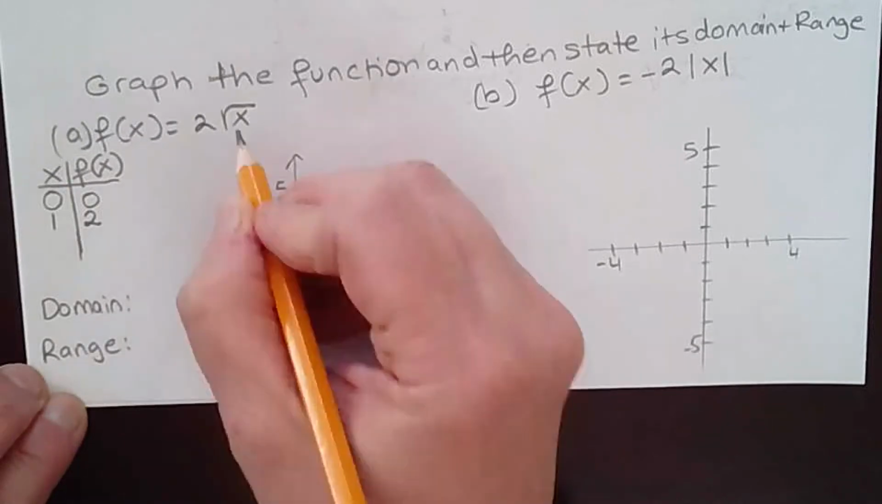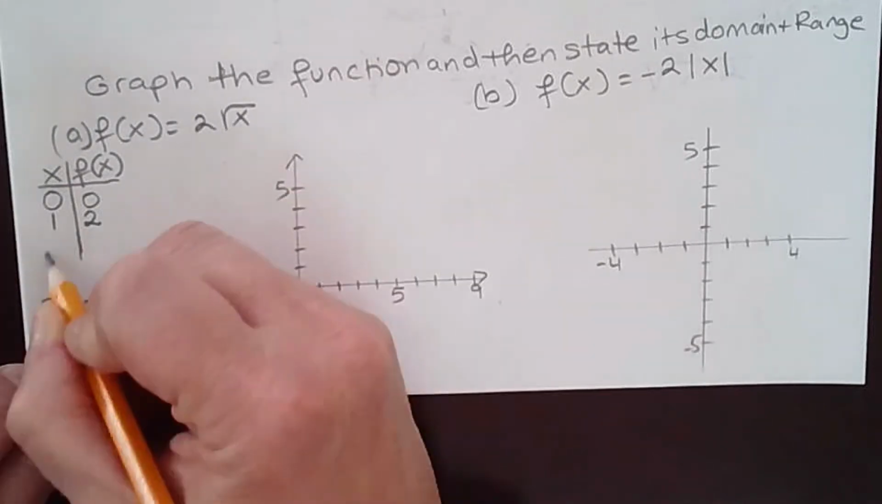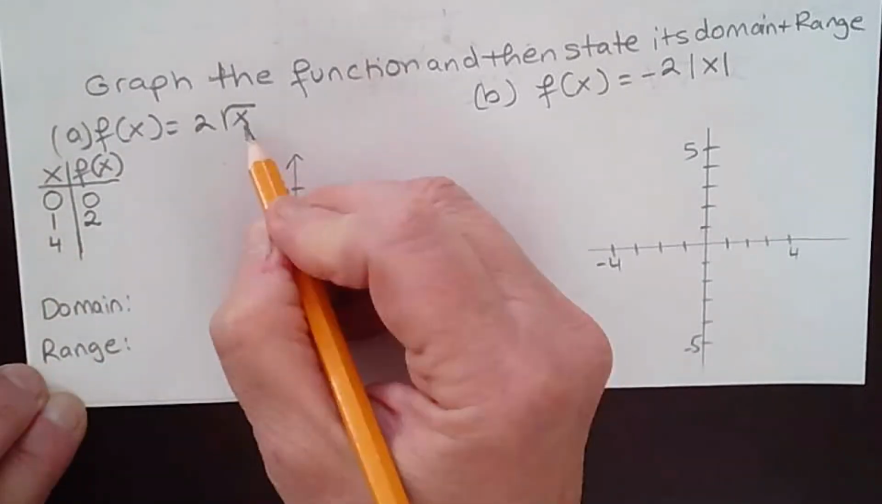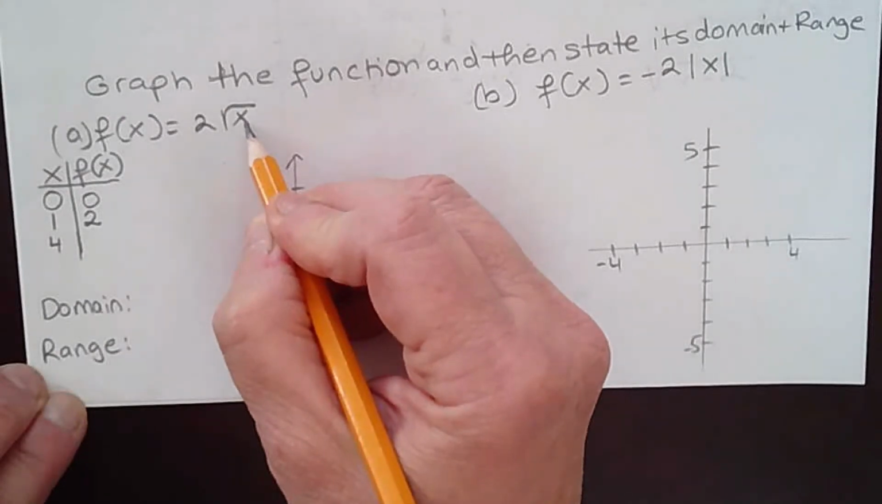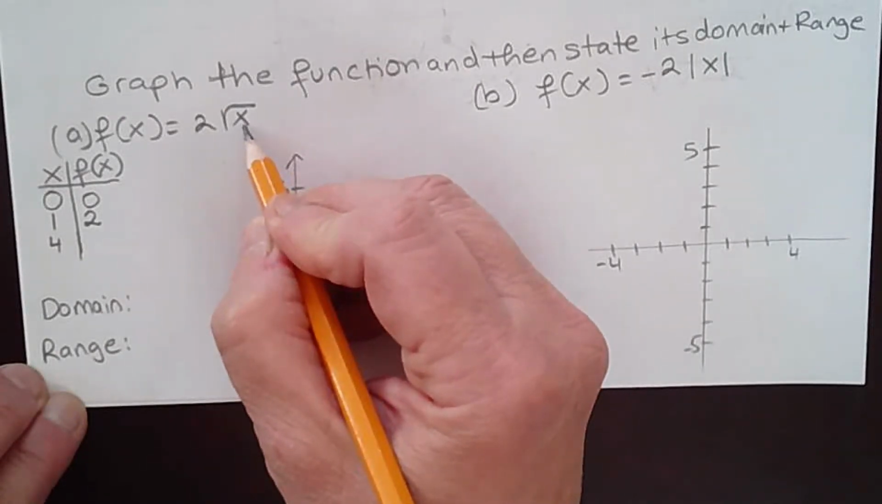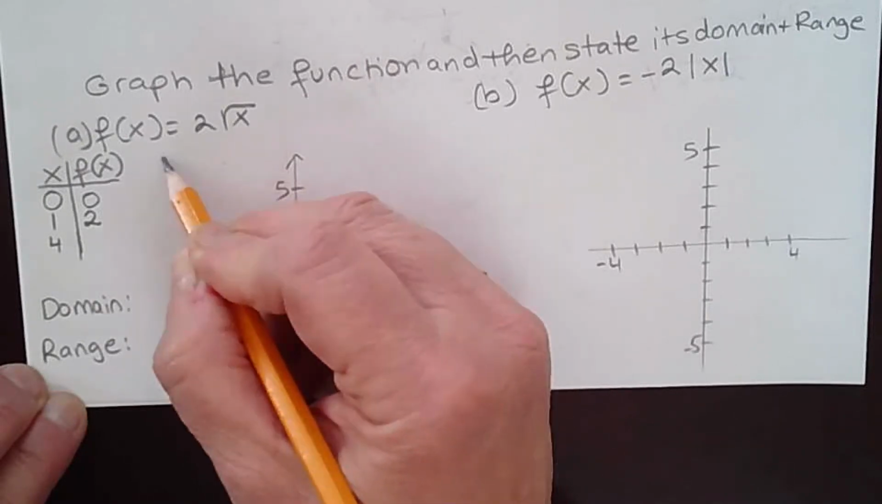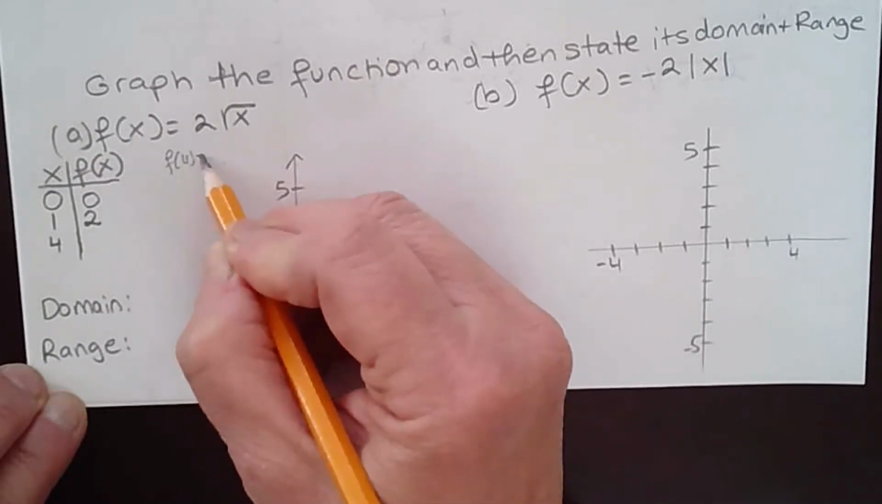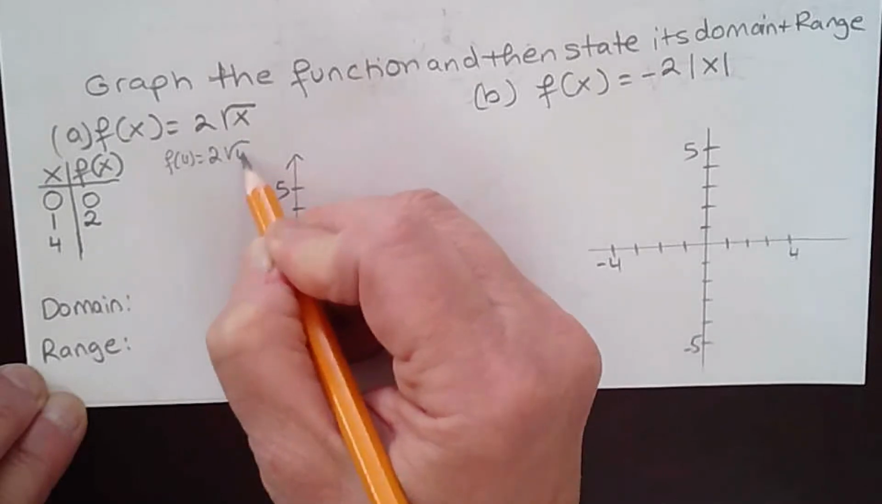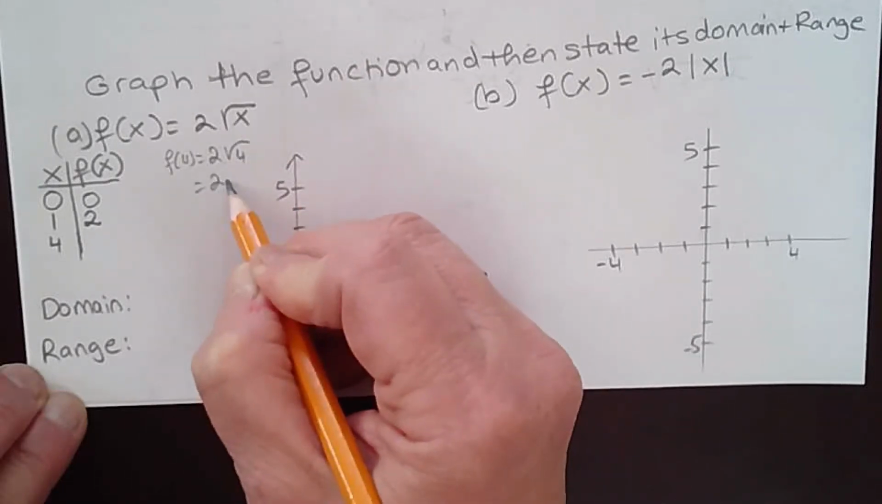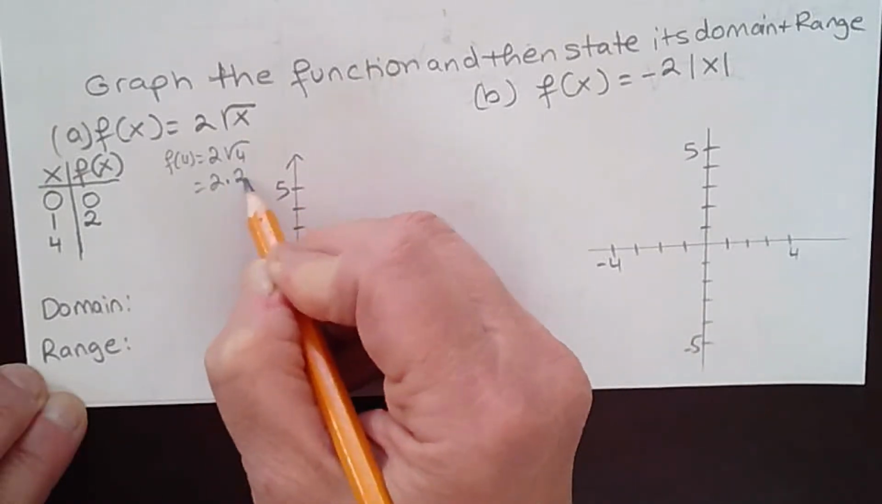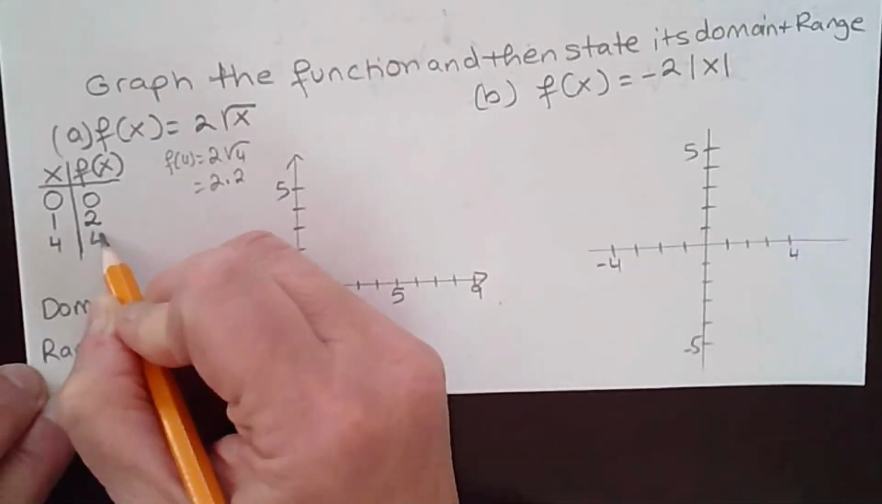And if we choose 4 for x, we get 2 square root of 4, and we know that the square root of 4 is 2. So f of 4 would be 2 times the square root of 4, which is 2 times 2, which is 4.